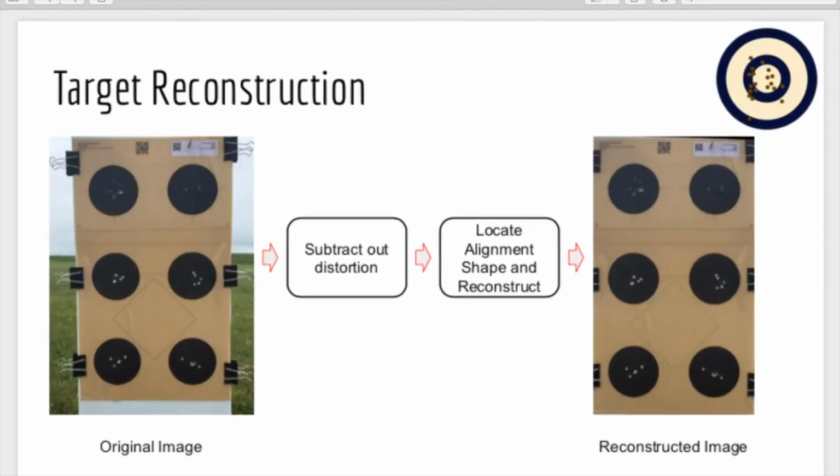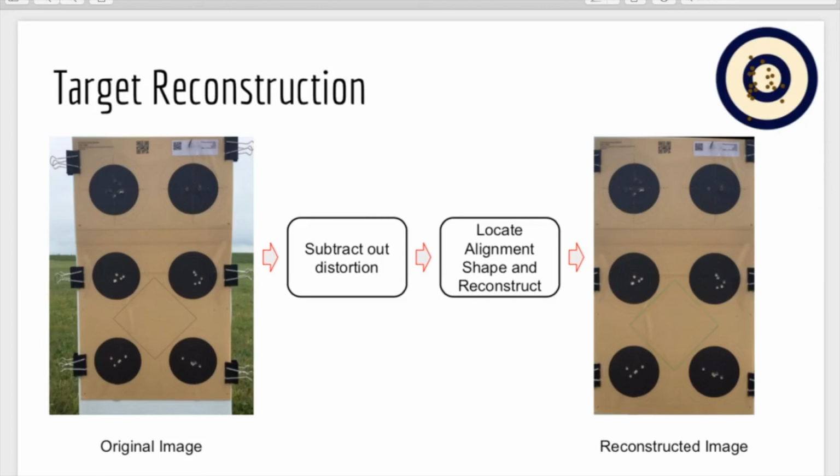Then there is the target reconstruction process. A range officer, when they are taking photographs of the target, no matter how good they are, is not going to be able to line up the target perfectly. There's going to be some angle involved in that. And that's okay, because we expect that.